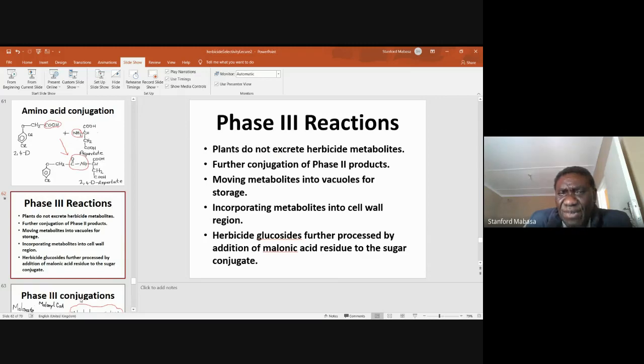So in phase 3, we need further conjugation reactions utilizing products from phase 2. Then these products are moved into vacuoles for storage, or they can be incorporated into the cell wall region. Herbicide glucosides are further processed by addition of malonic acid residue to the sugar conjugate. Let's see what happens.